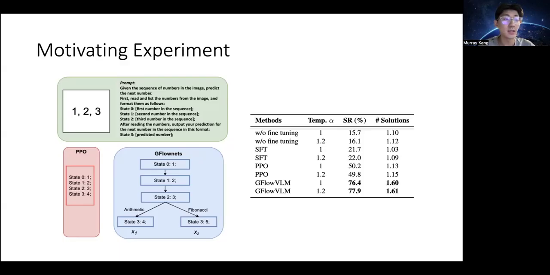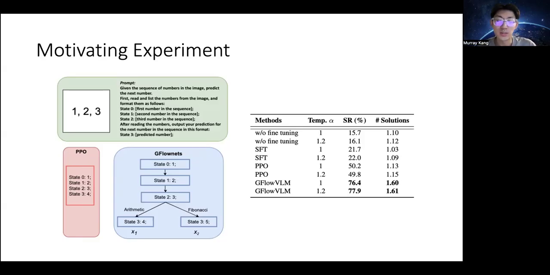And if we follow the Fibonacci rule, the model needs to predict five. So this task has some diversity of solutions, because there are two possible solutions for every input. This is only a motivating toy experiment.